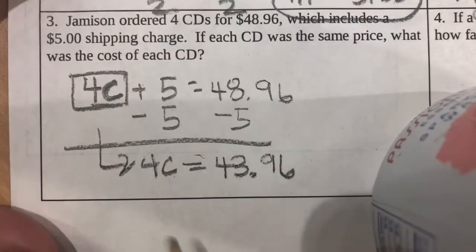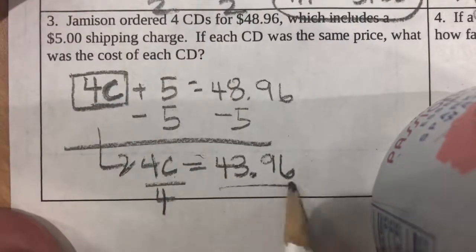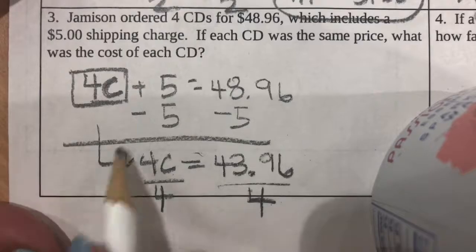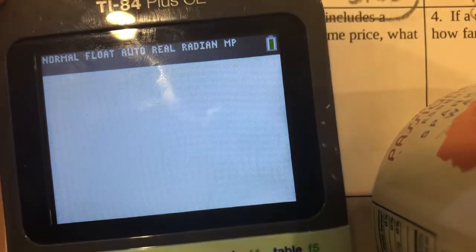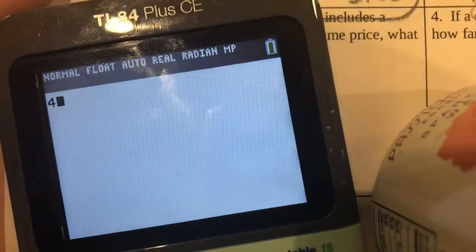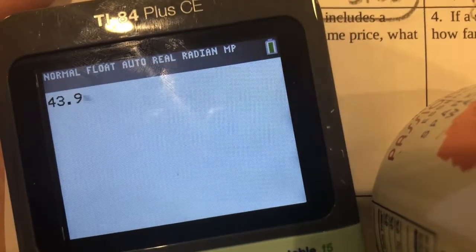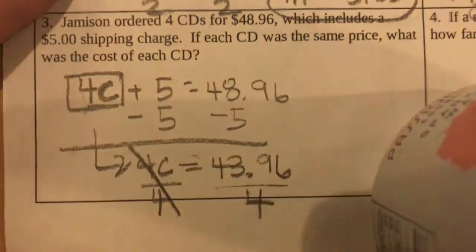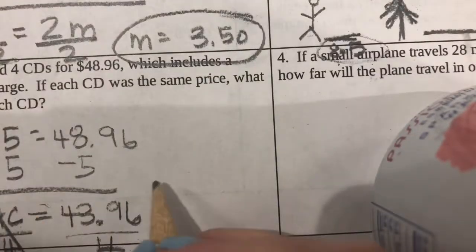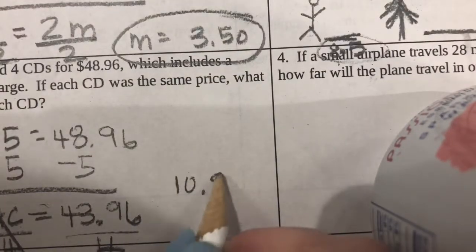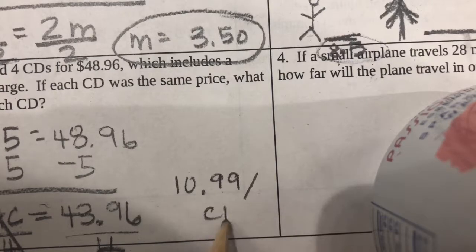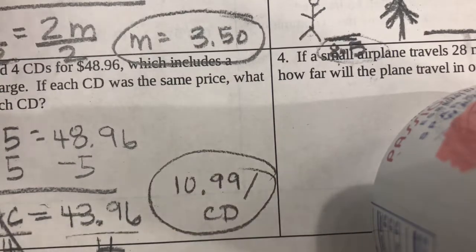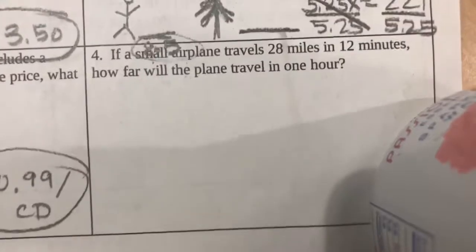Divide both sides by 4. And again, this is one of those that you need the calculator on, or you can do it by hand, but as long as you know the process of what you're doing, that's the most important thing. 43.96 divided by 4 is equal to $10.99 for each CD. And I may need to update this problem because I don't know that folks are really purchasing a lot of CDs anymore.